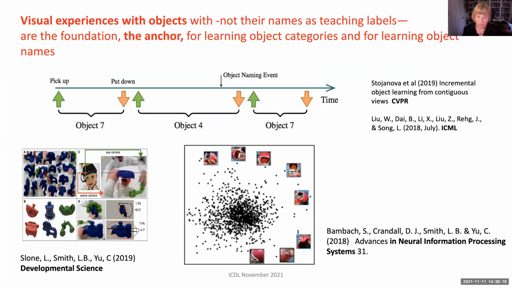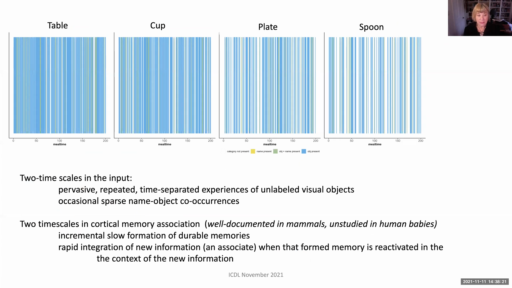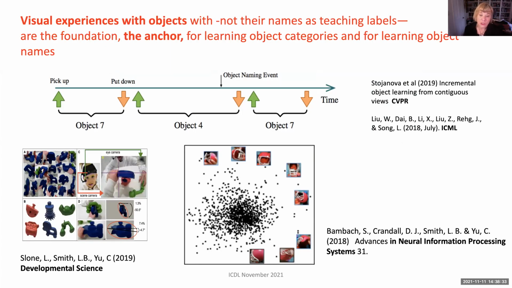All right, so there's a lot to be said about this. This needs to be tested and we are working on it, okay? It needs to be formally modeled and we are working on it, okay? So more on that later. But what it suggests, I think, is a really new idea about how to think about early object name learning.